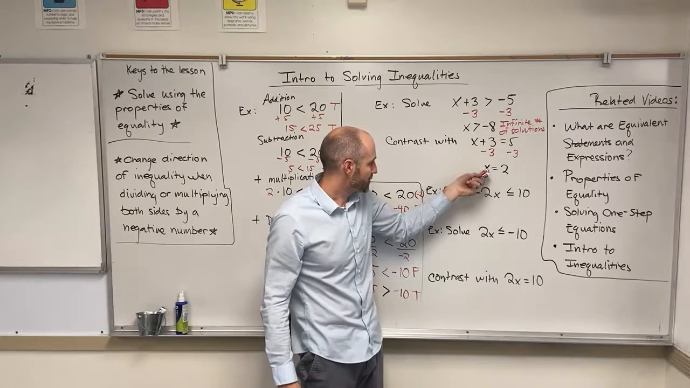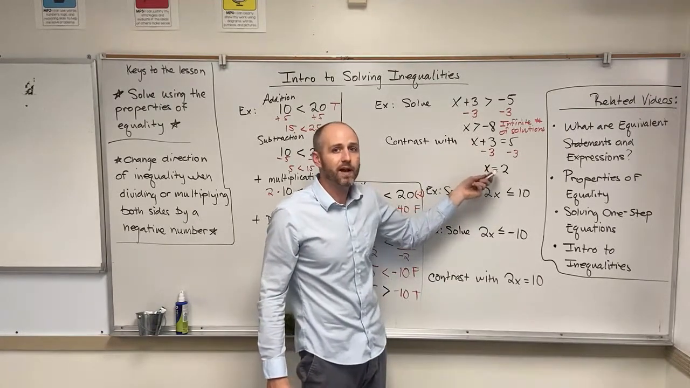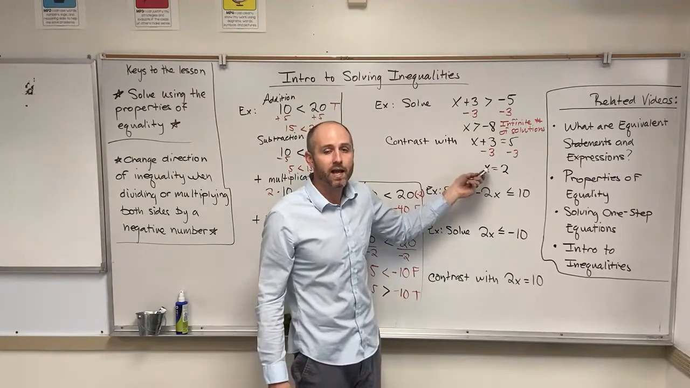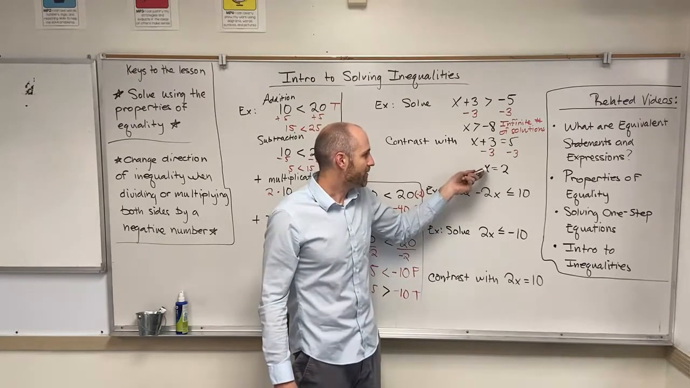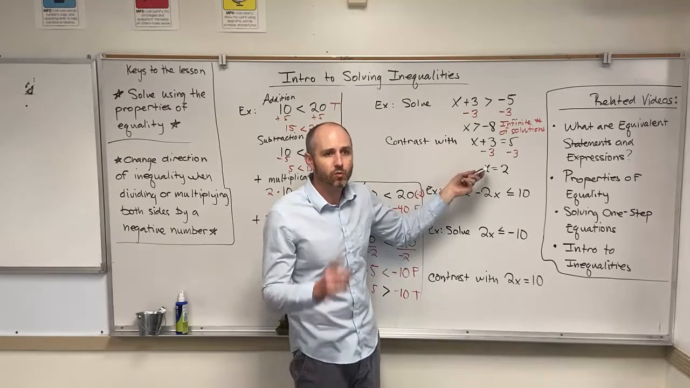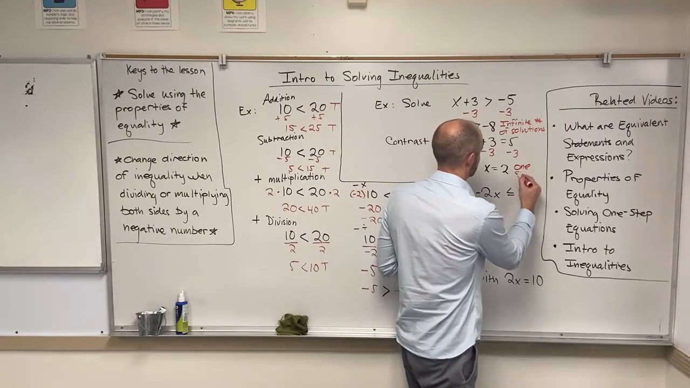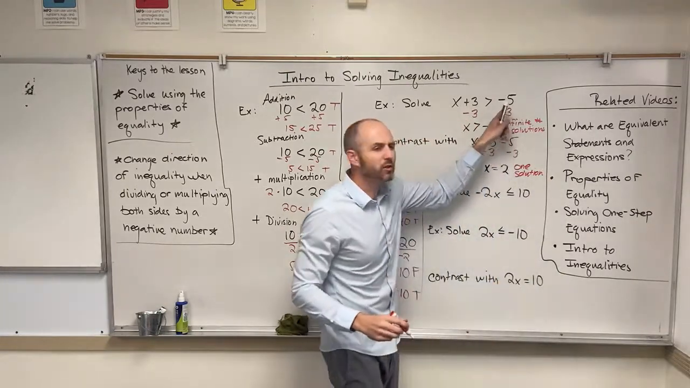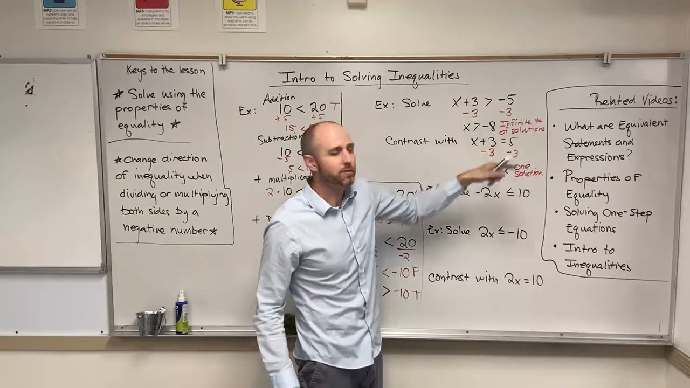Now these two are equivalent statements. The solution to this one is the same as the solution to this one. There is only one value in the entire universe of numbers that makes this statement true, and that is 2. x has to be equal to 2 in order for this statement to be true. So here we have an equation that has one solution. But a very similar looking inequality has an infinite number of solutions. Something to keep in mind.